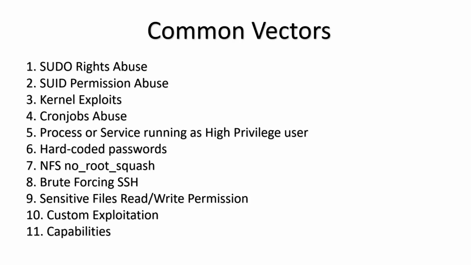Next one is a process or service running as a high privilege user. The Linux system always runs some kind of processes and services as various users, and you can check that by inputting the ps aux command, and you will see a list of processes running as various users and root as well. So if there is a service, for example MySQL running as root, then you can simply log into that process, and with some kind of special method you can get root privileges and move to a higher privilege user.